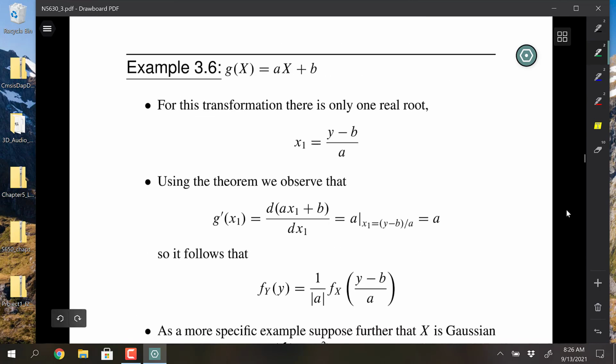Okay, standard example, and one that gets utilized a fair amount, is linear transformation. So g of x is ax plus b. You go in and then look at this function and say, okay, what is the derivative of the function and what's the root of the function? So the one and only root of the linear transformation is x equals y minus b over a, and then you differentiate with respect to x and plug in that local inverse, y minus b over a, and then you get a for the slope of the transformation.